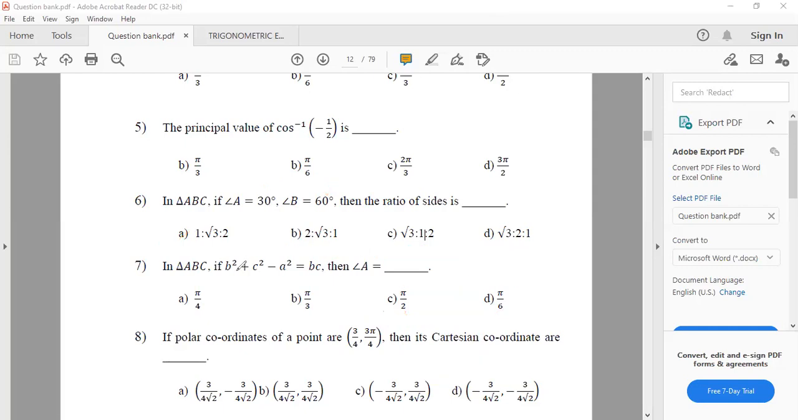Quickly, next one. B square plus C square minus A square is given. What is cos A? Cos A is B square plus C square minus A square upon 2BC. What can we write in place of this? 60 degrees, we can write, right? So cos A is half. So angle A is how much? 60 degrees. So the answer is B, pi by 3.